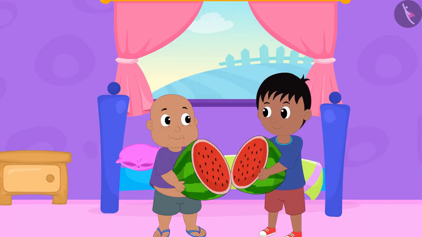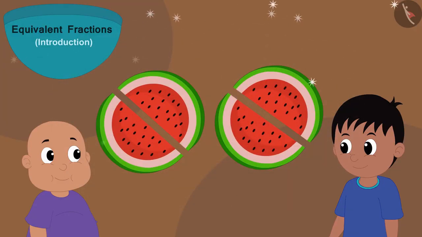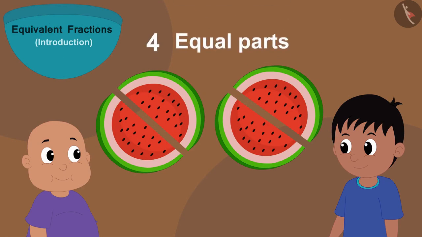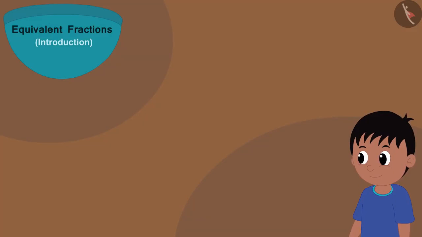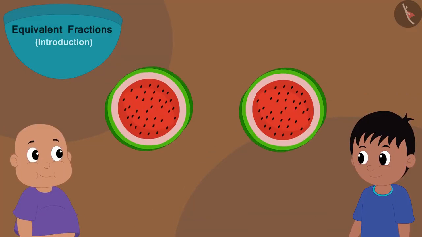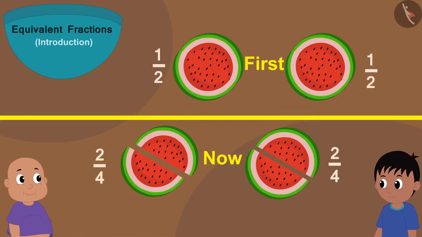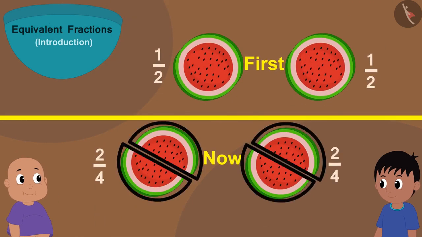Raju told Bablu that this portion is too big and he cannot eat it. So Raju cut those two big pieces into two equal parts. In this way, now the watermelon has 4 equal parts. Bablu gave 2 parts of them to Raju. Earlier, Raju and Bablu were getting one part out of 2 equal parts. And now, there are 4 parts of the watermelon, and they both are getting 2 parts.